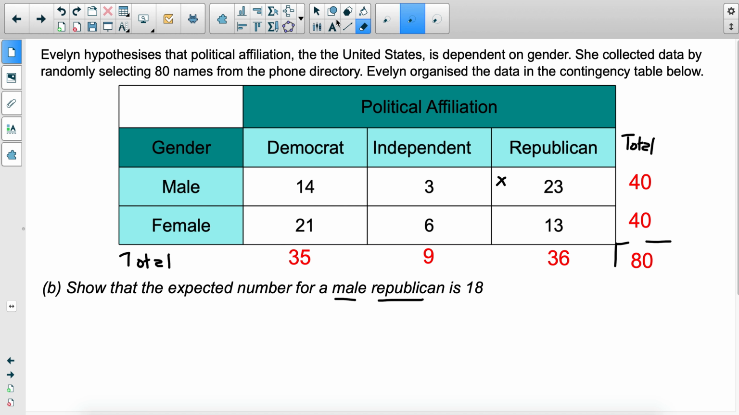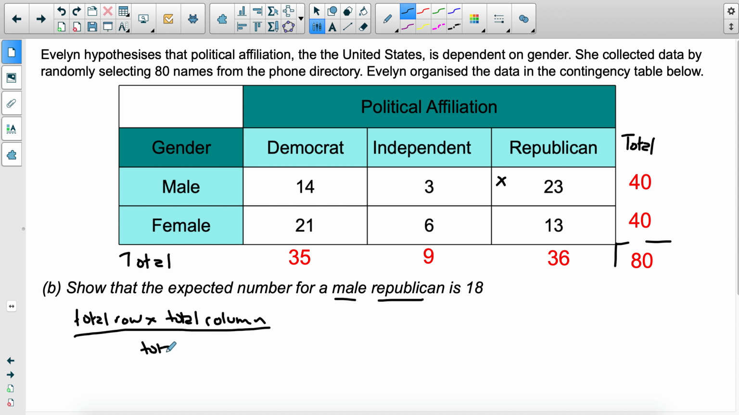Now, when you're looking at expected number, you always take the total for the row, multiply the total for the column you're looking at, and then you divide by the total of the table. Now you can look at this formula as a formula for finding probability. So if you're more comfortable, you could do 40 over 80 times 36 over 80 times 80, and things will cancel out. But I find this much easier to look at.